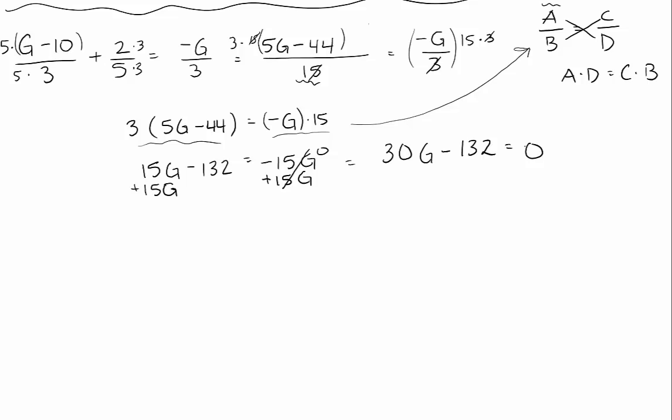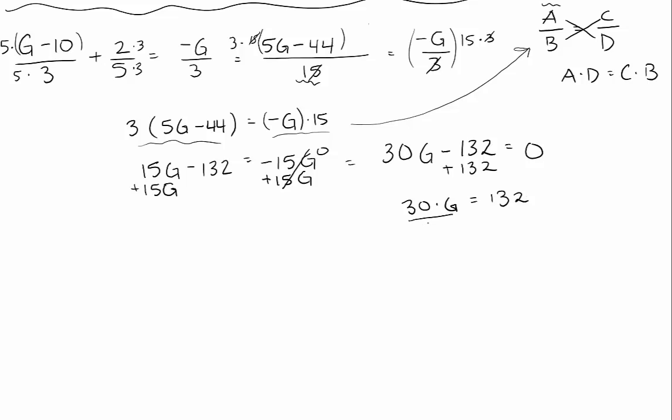And that's okay to have 0 on one side of the equation. Now we're not done yet, so we're going to keep going. But if you get rid of everything on one side, then you just simply have 0 over there, and that's okay. Well, I need to get rid of this negative 132, so I'm going to add 132. And so then we have 30g equals 132.